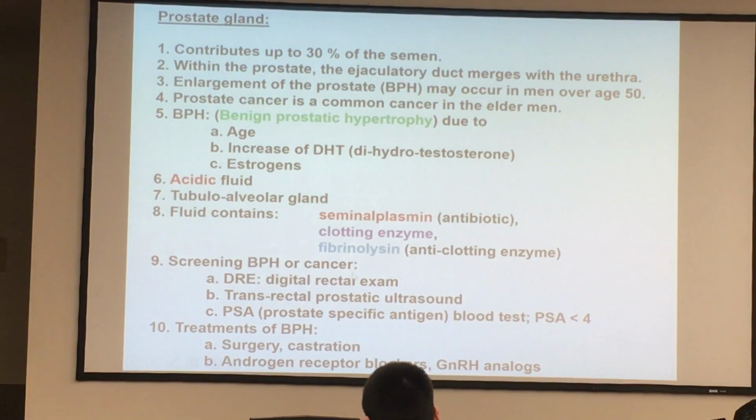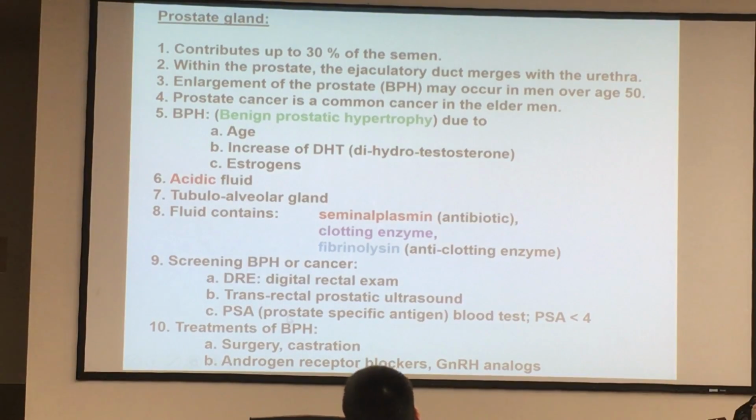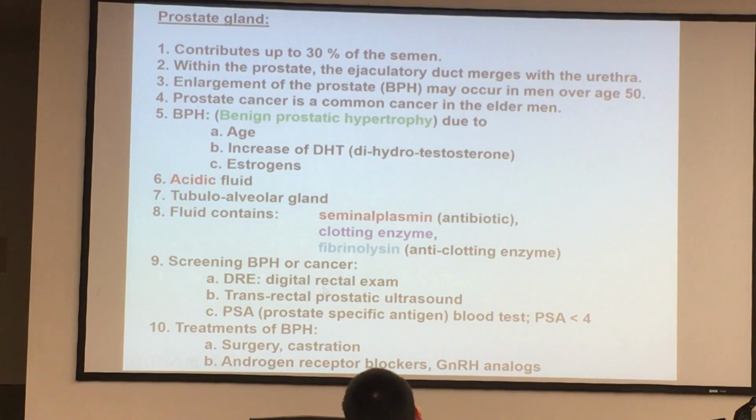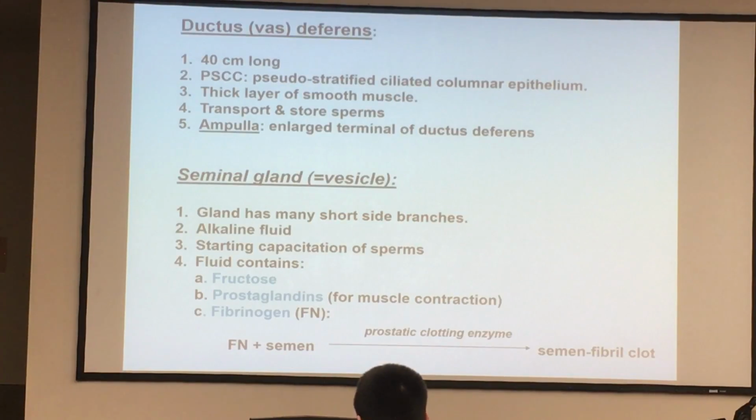So how do we detect this enlargement? The best way is by a blood test called PSA, prostate specific antigen. It usually should be less than 4, and then it will be healthy. And then we can also do it by finger, called a digital rectal exam. They encourage people over 50 to do this once per year.